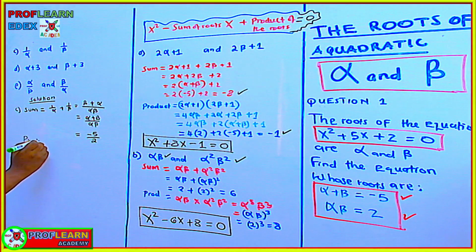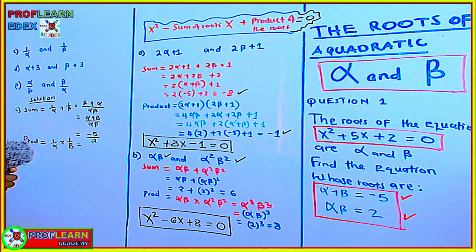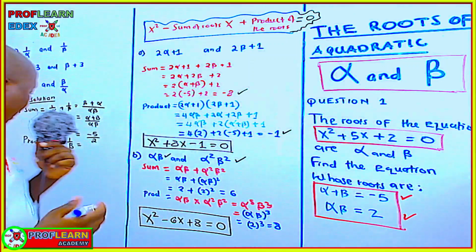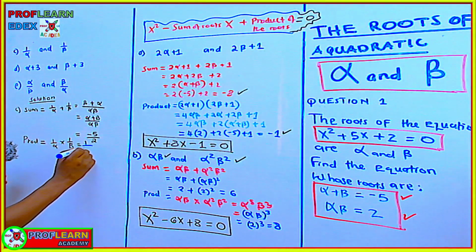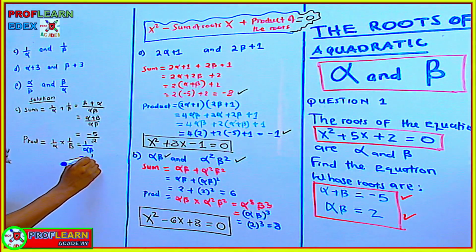Let me just use simple terms. The product is going to be 1 over alpha times 1 over beta, and in this case we're going to have what? 1 over alpha times 1 over beta. This is going to reduce to 1 over alpha beta. So substituting what alpha beta is, it is going to become 1 over 2.